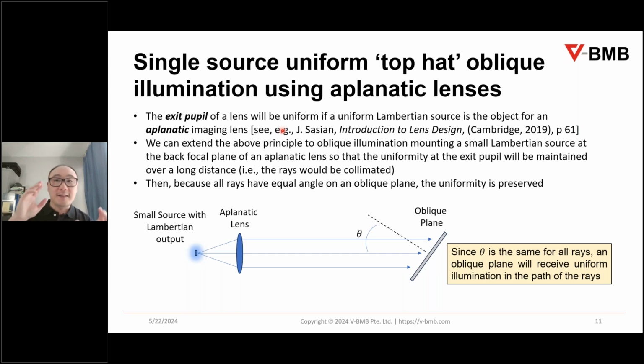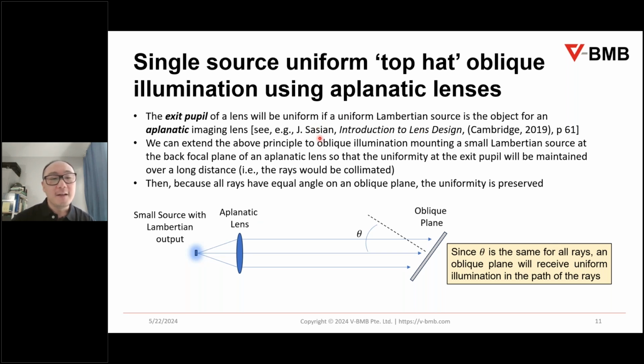So let's extend that concept towards providing a top flat illumination at an oblique plane. How do we do that? Okay, first, reverse the lens so that the image plane becomes a light source plane. Make sure that the light source is very small. Make sure that it's got a Lambertian output. Make sure that the lens is aplanatic. That's one thing I forgot to mention earlier on.